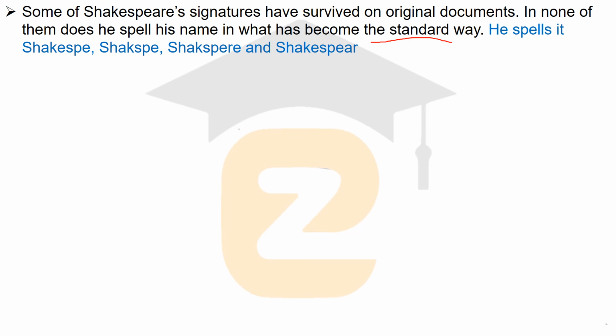What we spell nowadays in English literature, William Shakespeare, we spell with this English word Shakespeare, but in the original documents that have survived, the signatures that William Shakespeare made, he spelled it differently. What about the spelling of Shakespeare in his signature? That was Shakespe, Shakespe, Shakespear. These are the spellings of Shakespeare that he used in his signature, not Shakespeare. This is one of the important facts related to his life.